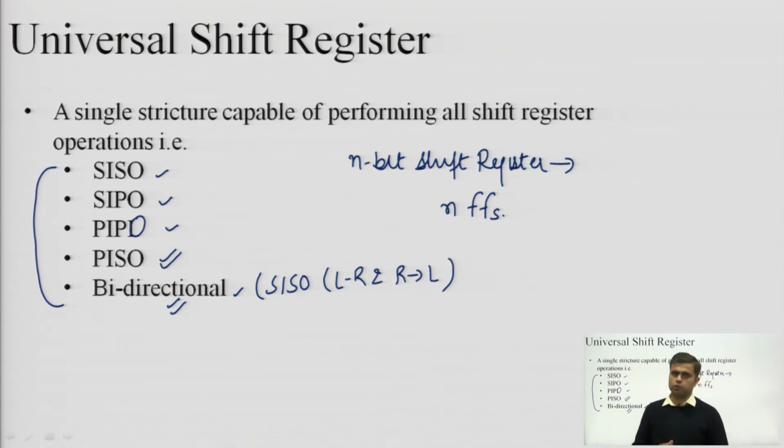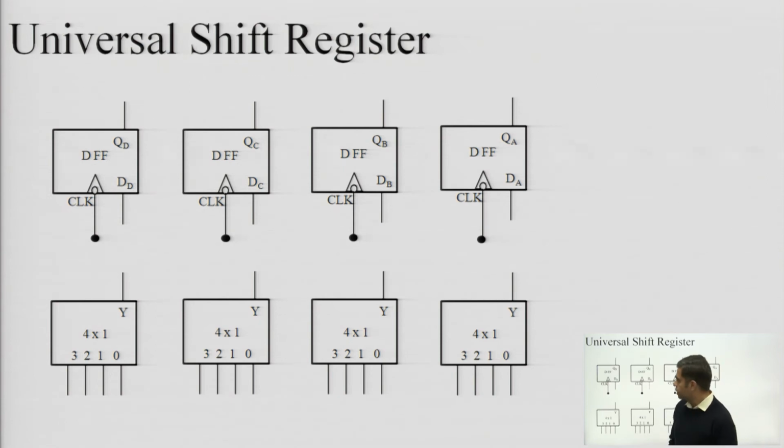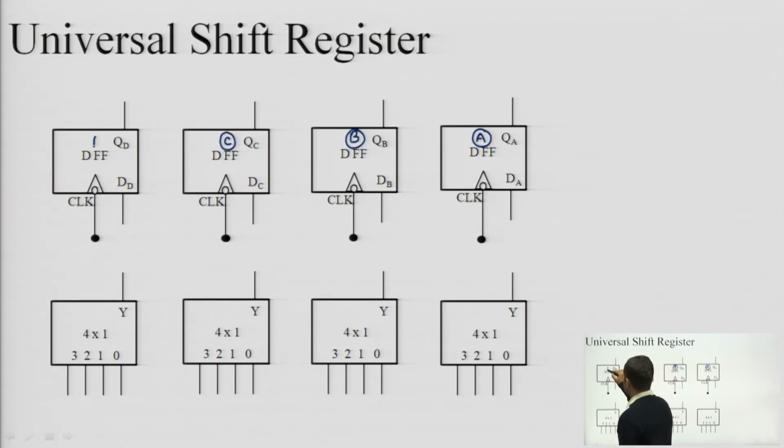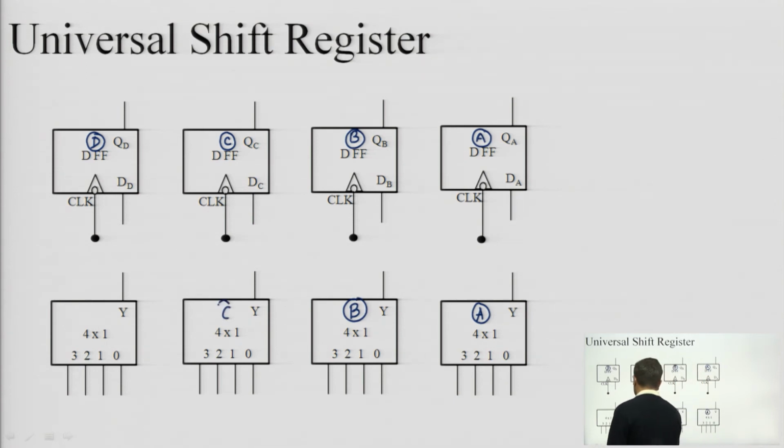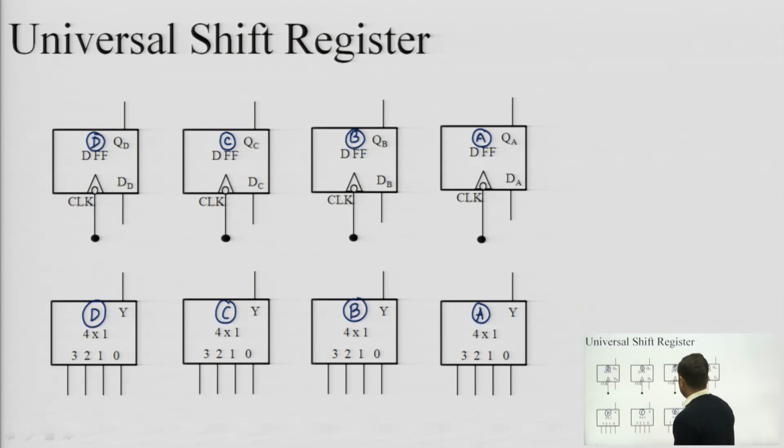So it is clear to us that a 4x1 multiplexer is going to be used. Let's start with this. In this you can see that there are 4 D flip-flops. This is D flip-flop A, this is B, this is C, and this is D. These are the 4 multiplexers. We can also name them multiplexer A, multiplexer B, multiplexer C, and multiplexer D. You can see that there are 4 inputs on the lower side and a single output on the upper side of the multiplexer.